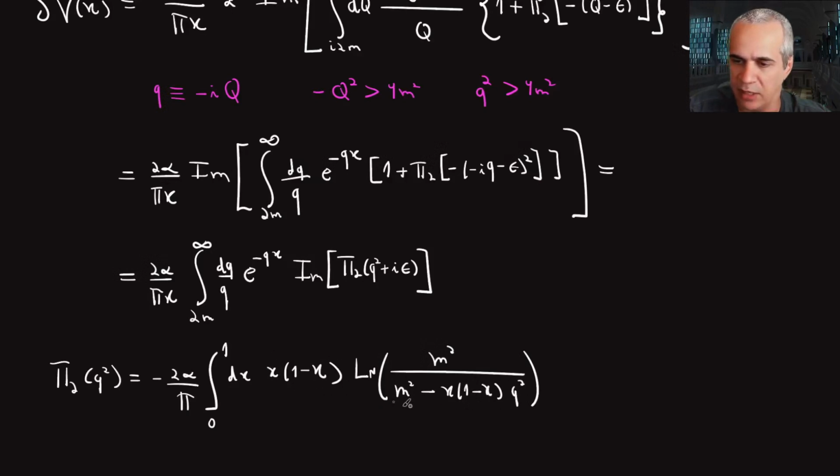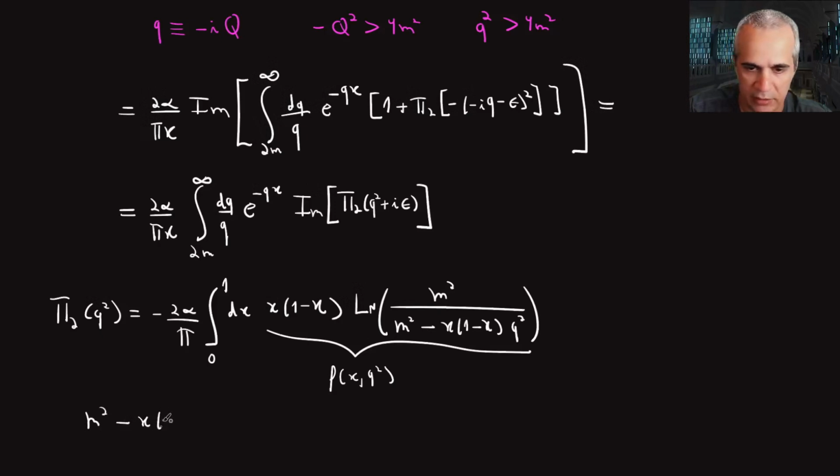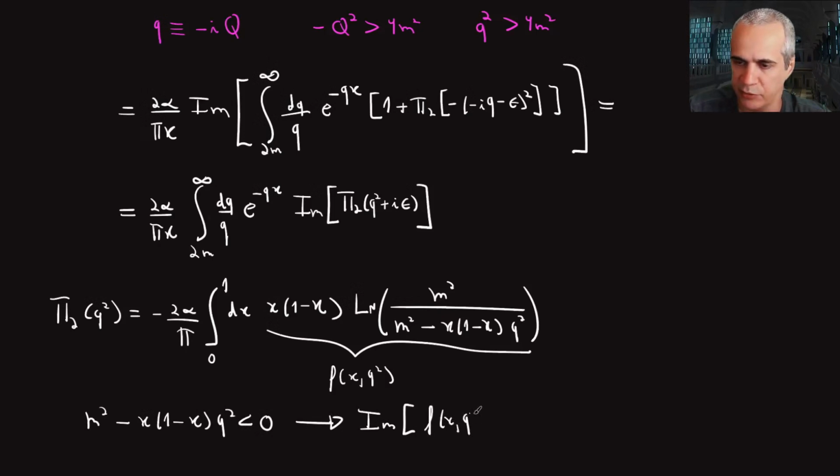If this thing is negative, right? So if I call this whole function f of x, q squared, this condition will translate to m squared minus x(1 minus x) q squared smaller than 0, which generates an imaginary part for this f of x, q squared, which is different from 0. If you look at this function, that happens only when this is negative, right?